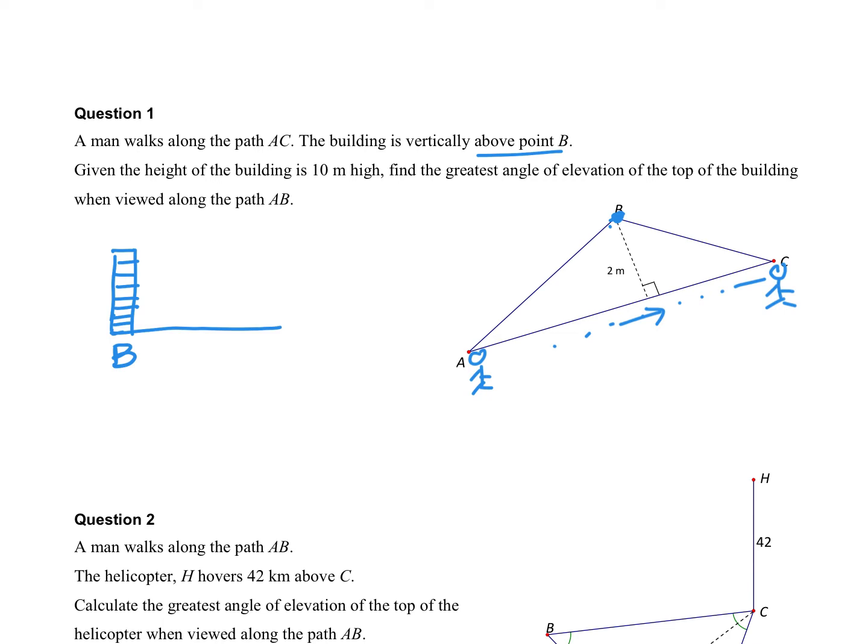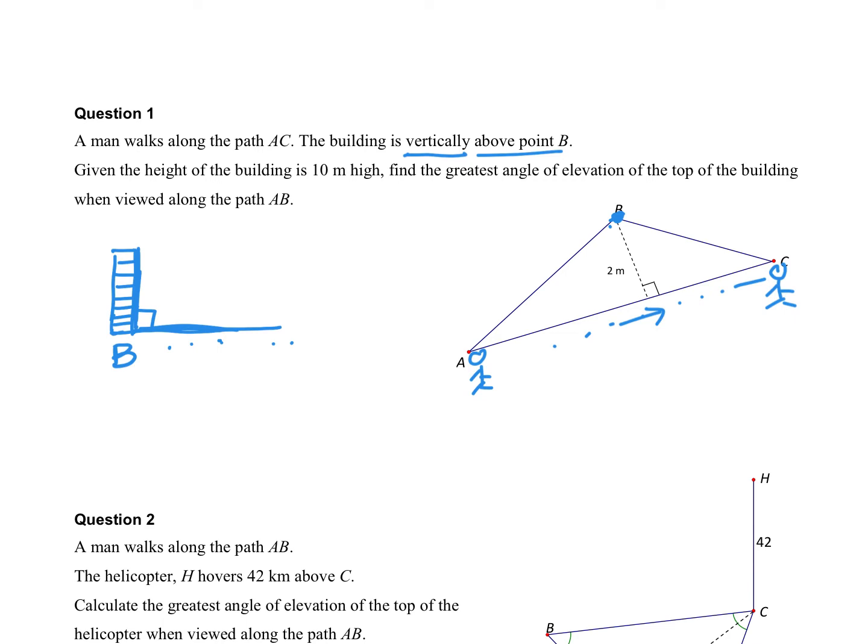Where is the man walking? Is the man on top of the building at point B or on the ground somewhere else? On the ground somewhere else. So the man can be anywhere here, a long flat one. When you have this vertically above, what kind of angle does it form, the building and the ground? What is the angle that it forms? 90 degrees. Can I request all of you to draw this part of the diagram first before we solve the problem?